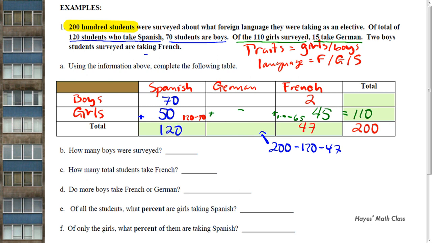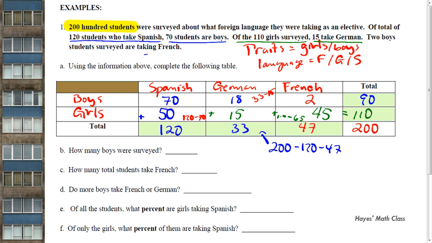Whoa, that's the eraser. Forgot to change back. So what do we say? 23? 33. So if we have 33 people taking German, we can go backwards and figure out how many boys are taking German. And that's a total of 18. Because again, you're working your way backwards. Because here, we knew the 33, and we took minus 15. That's how we came up with that 18. And then 70 plus 18 plus 2 is going to give me 90. It's going to be 90 right here.